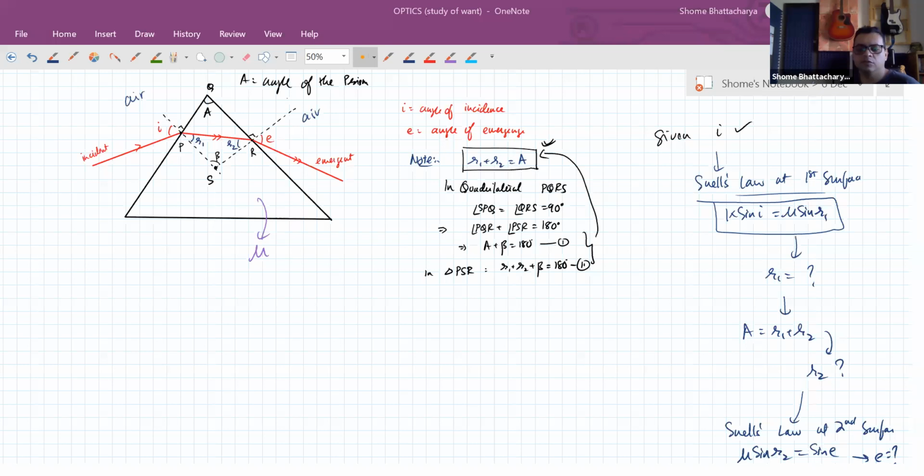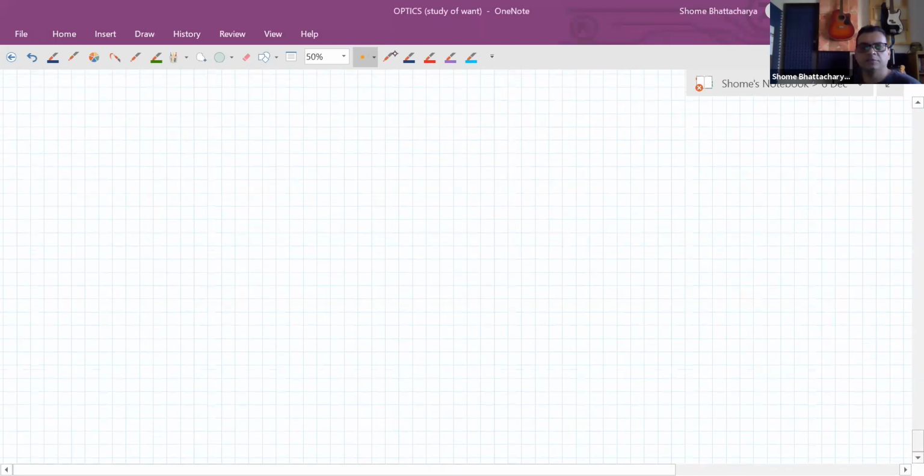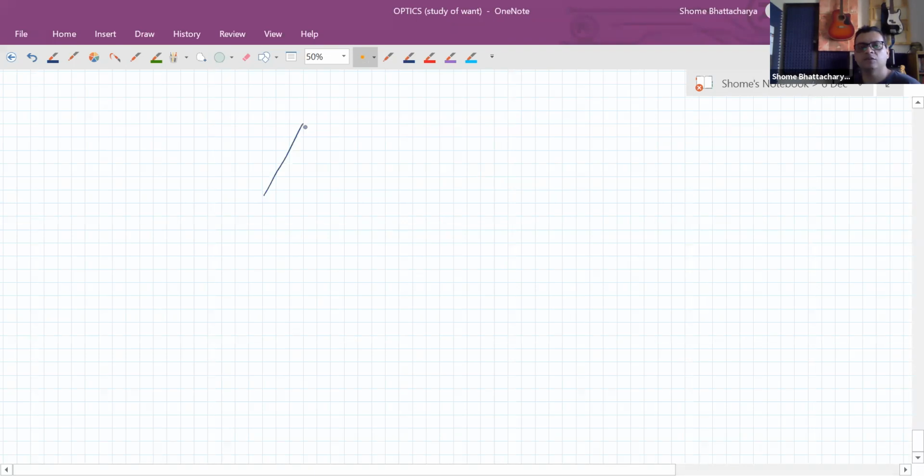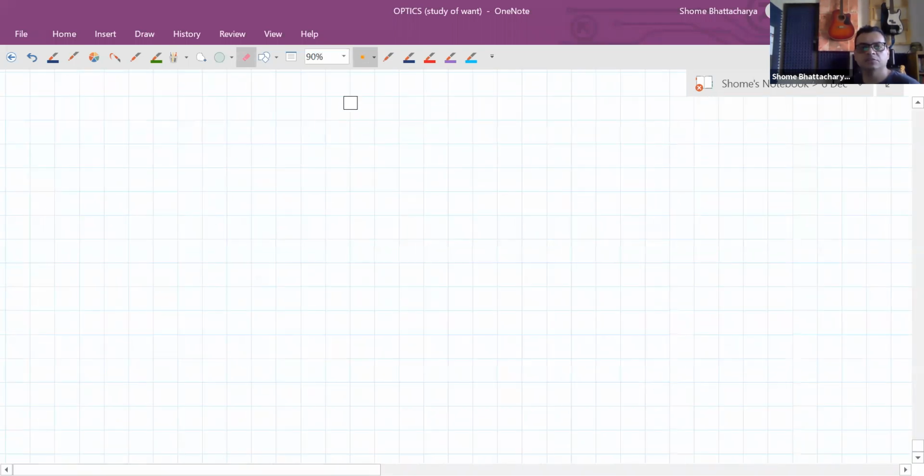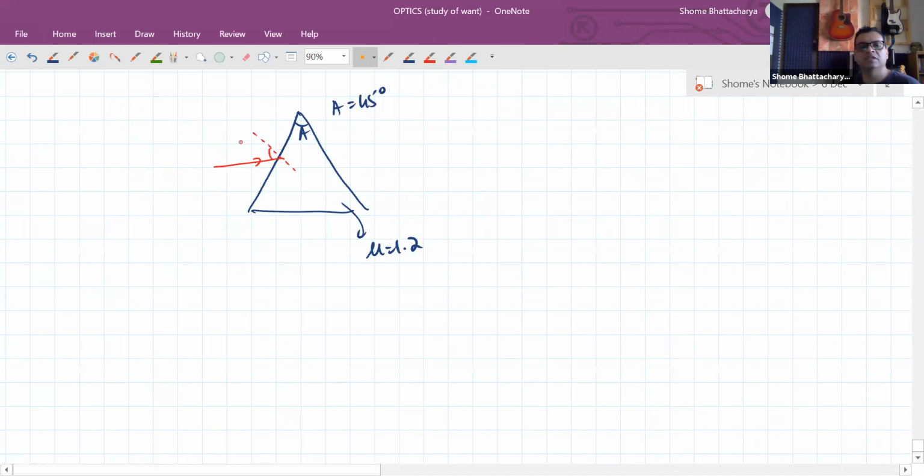Okay, so just as an example, in the previous question, suppose the angle of the prism, instead of 90 degrees, had been something like 45 degrees. It's a much thinner prism. So suppose it had been something like this. This angle had been, suppose, 45 degrees and mu was 1.2, and once again the angle of incidence here was 37 degrees.